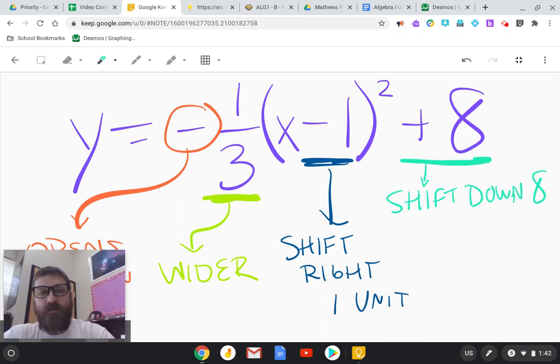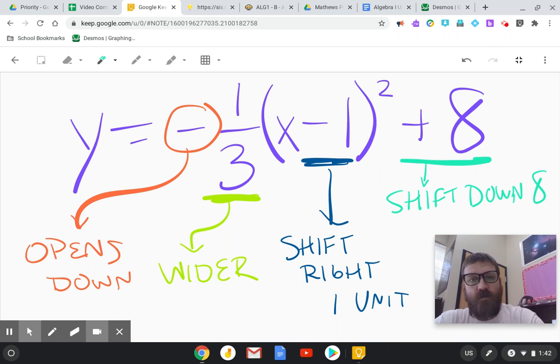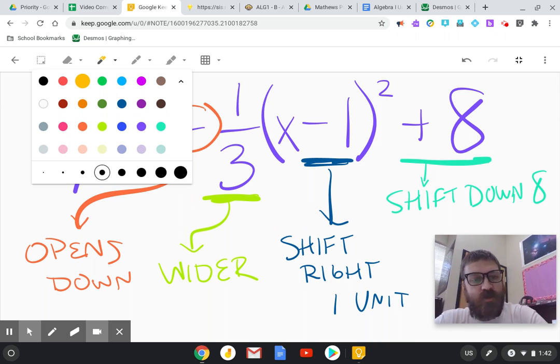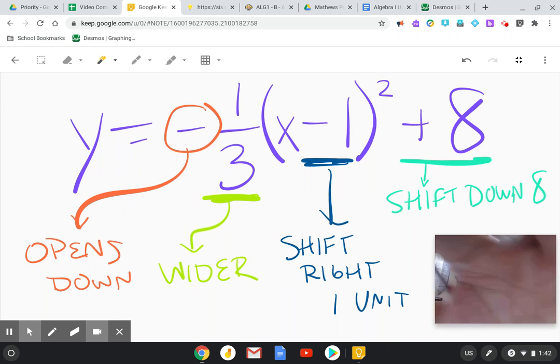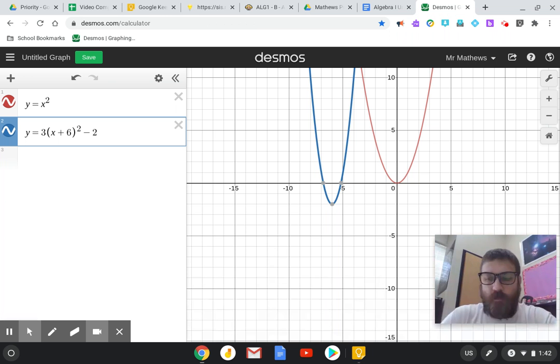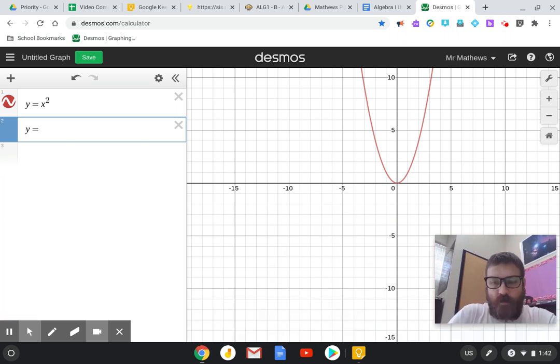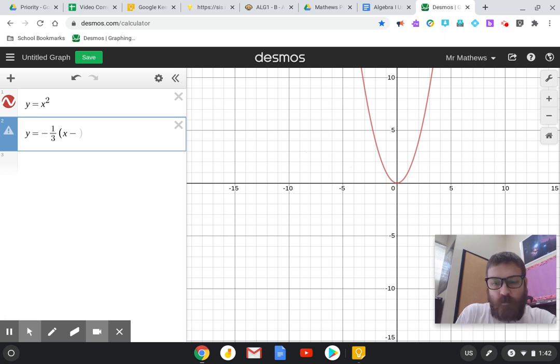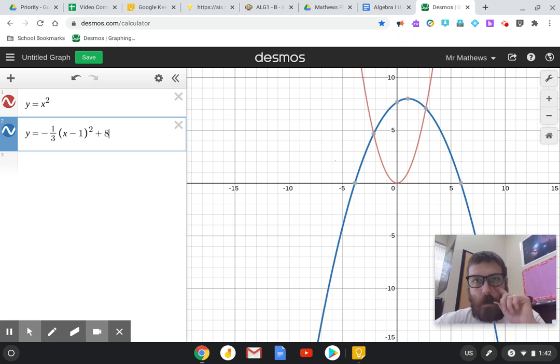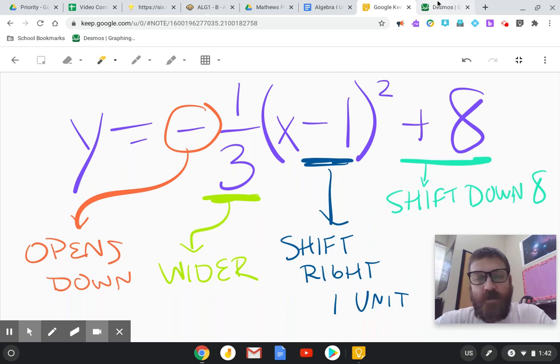So notice we didn't even look at the graph. We just looked at the equation and determined what each piece of information tells me. So let's take this and put it into Desmos and see if we were right. Let's go back here. Negative 1/3 (x minus 1) squared plus 8. All right, now let's look and confirm that all the things we said would happen happened.